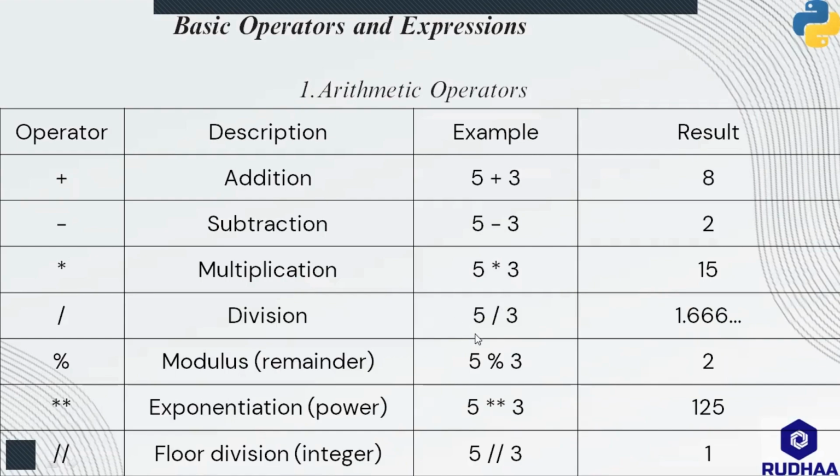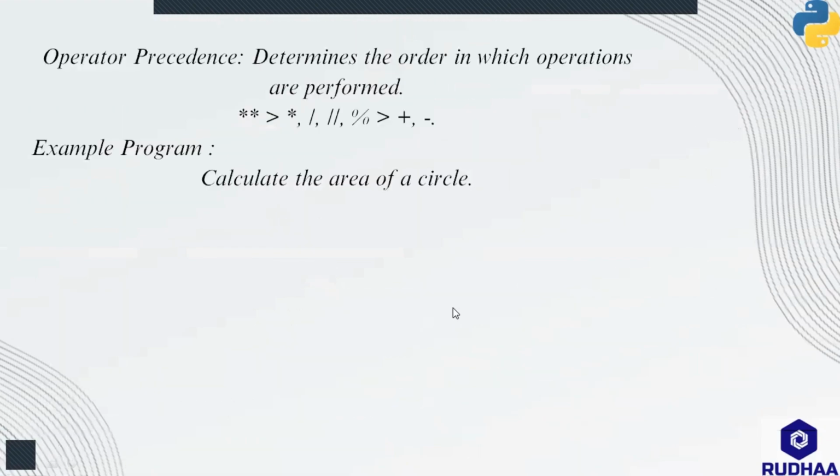This is division, and it will provide the quotient, either an integer or a float. Here the percentage symbol denotes the modulus and it will provide the remainder. Double star represents exponentiation, that means the power, 5 power 3, that is 5 cube. Double slash represents the floor division, or integer division, which gives the quotient as an integer.